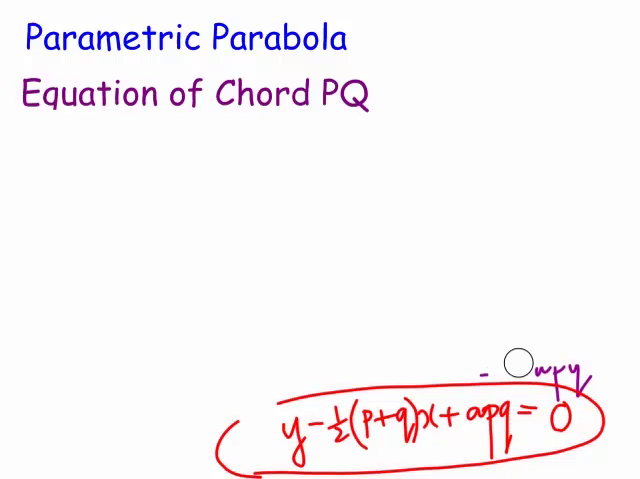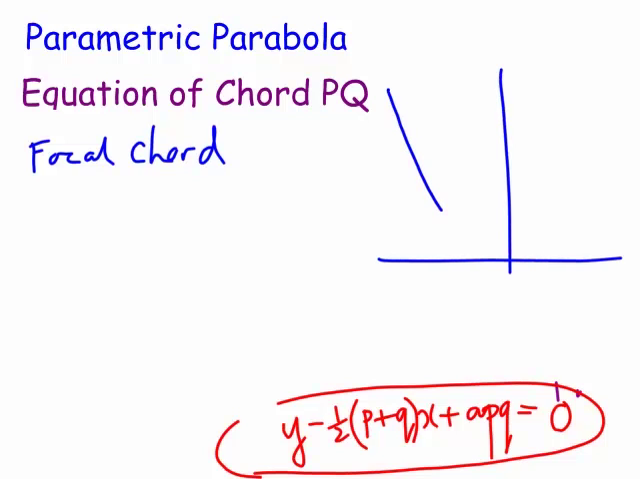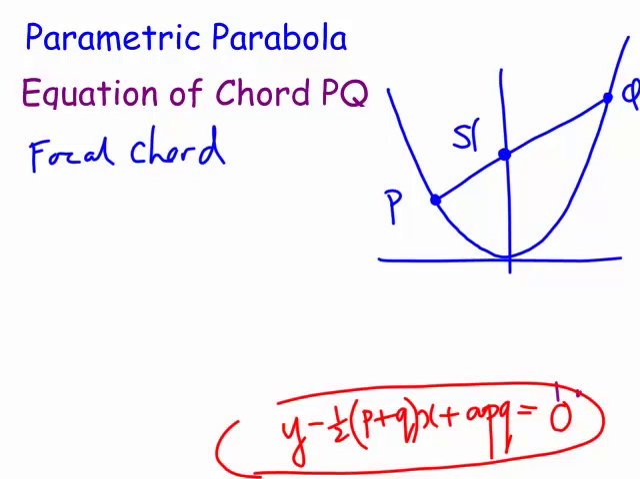Okay, so here we have the chord. Suppose it is a focal chord. Now, what does that mean? Let's quickly draw a picture. We know the parabola x squared equals 4ay. We know a chord coming from P and Q. It doesn't matter where P and Q are. Let's make it go through the focus S at (0, a). So that becomes what's called a focal chord.